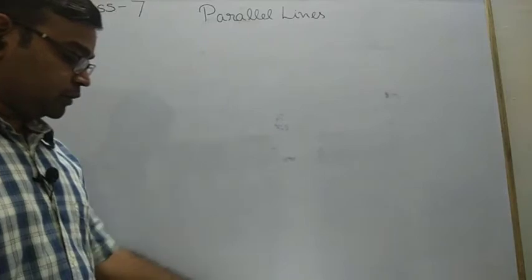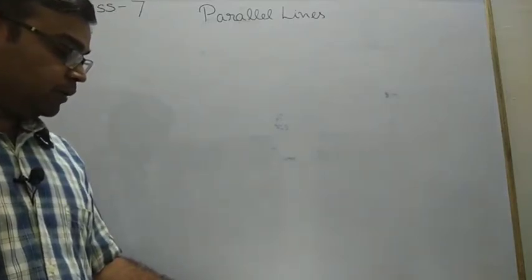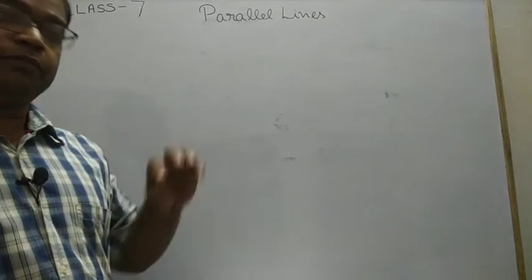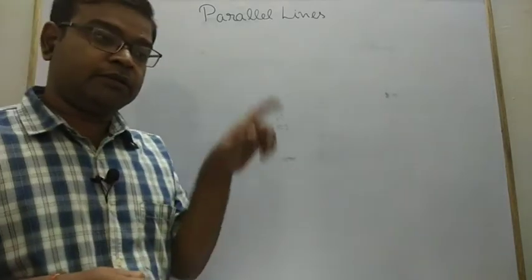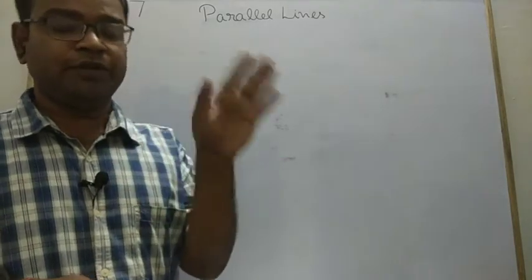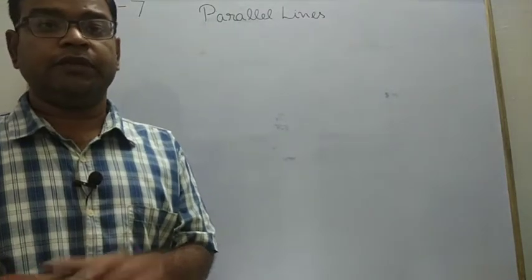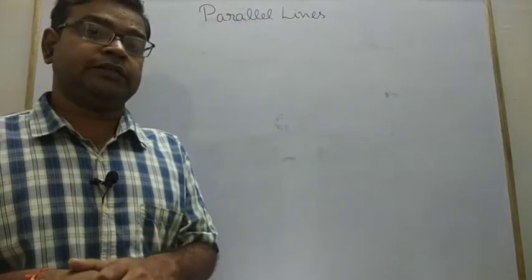Here we have one question. It says find the measures of the unknown angles in the given figure. Some angles are given in the figure and some are marked with variables. We have to find out those variables or unknown angles. Let's start.